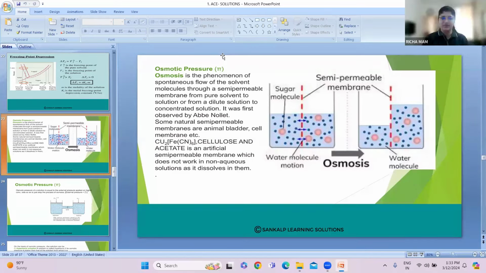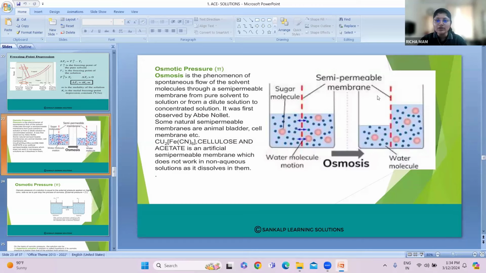Then we are discussing what is osmotic pressure. What do you mean by osmotic pressure? The phenomenon in which flow of solvent molecules through a membrane from pure solvent to solution. So what are you doing? We are applying a pressure on the solution side, right? So the flow of solvent molecules from the solvent into the solution through this semi-permeable membrane.